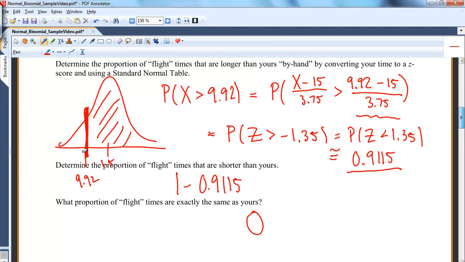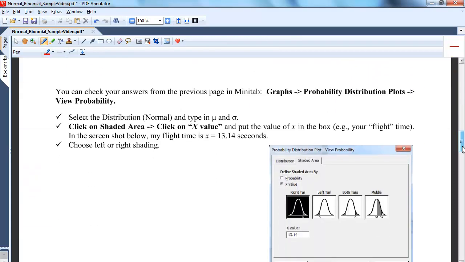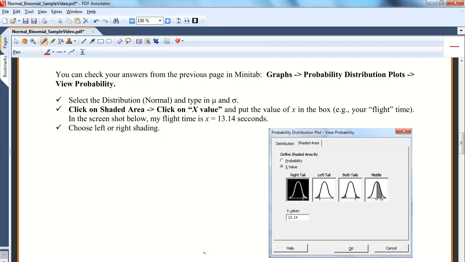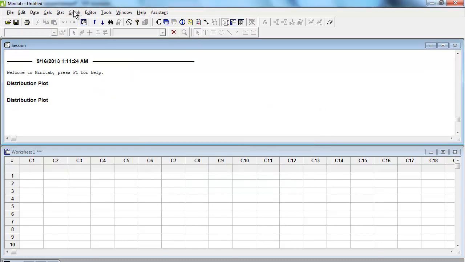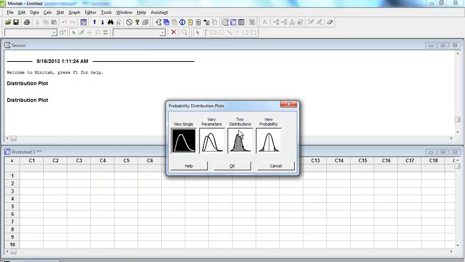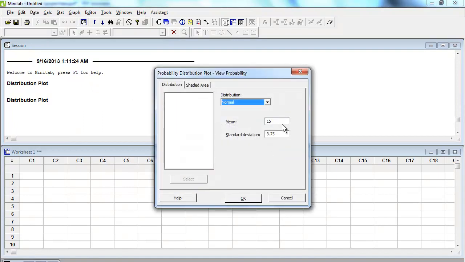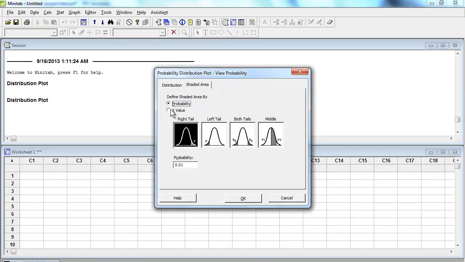We found numbers, area to the right and left of 9.92, but Minitab is very good at doing this, plus it shades the area for us. So let's go back in to probability distribution plots again. Let's get rid of this one. Okay, so Graph, Probability Distribution Plots. This time I want to view a probability. 15.375 is still in there. I'm giving it my x value, which is 9.92. I want to find the area to the right, what proportion of people had better scores than I did.